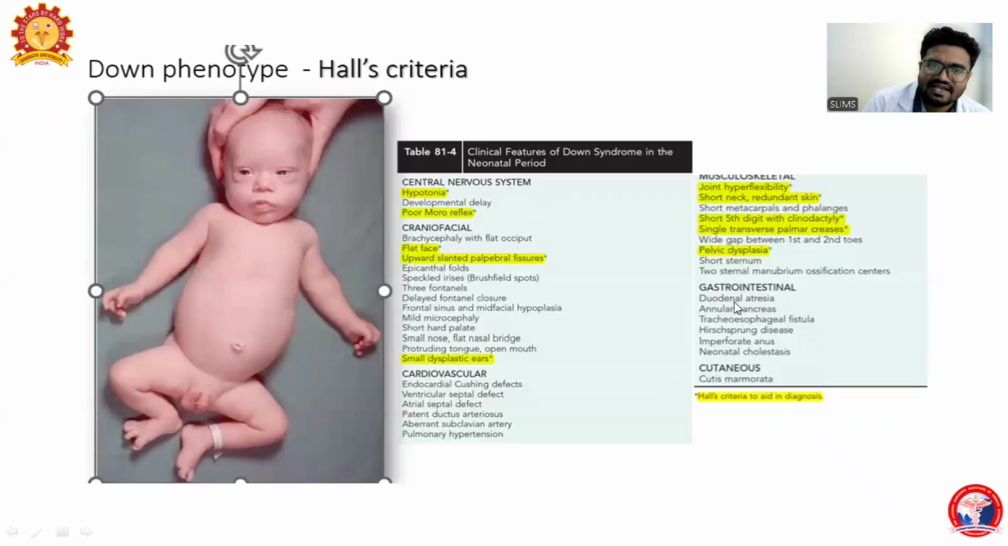The baby will have gastrointestinal complaints like duodenal atresia, tracheoesophageal fistula, Hirschsprung disease, and neonatal cholestasis. So all these are the clinical features which are observed in a baby with Down syndrome. Among these, the 9 Hall's criteria which have been highlighted in this slide help us in easy identification of Down syndrome.